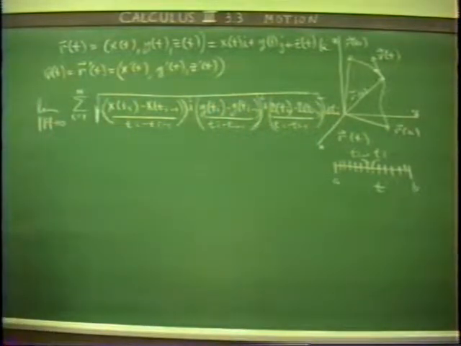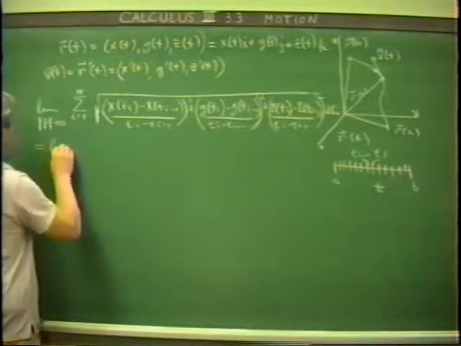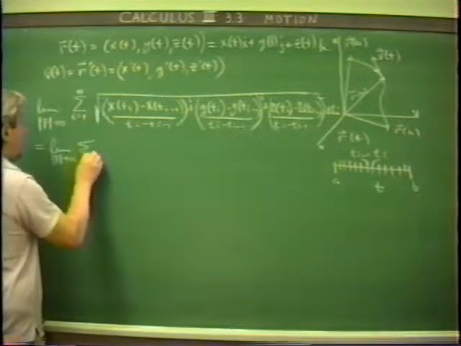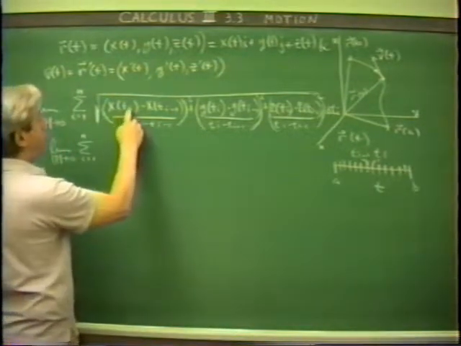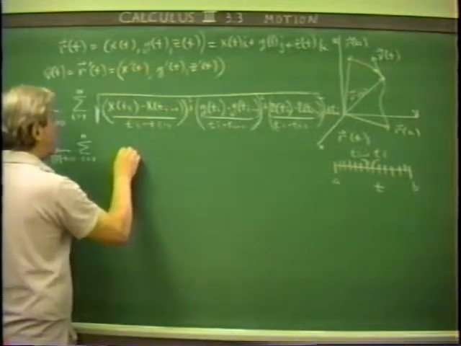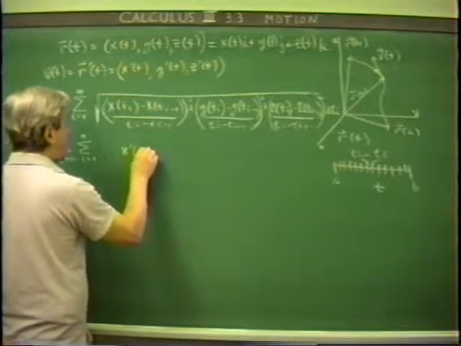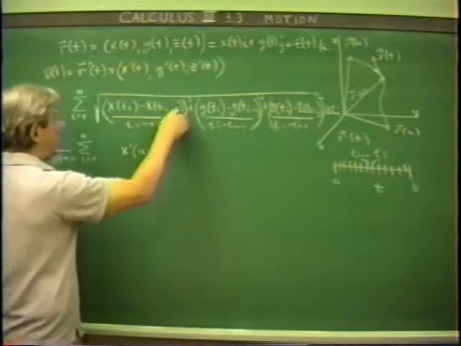That's to say delta t_i is t_i minus t_{i-1}. Now this is going to correspond to the limit as the norm of the partition goes to 0 of the sum, i goes from 1 through n. By the mean value theorem, there's some point between t_i and t_{i-1}, so this is equal to x prime at that point, let's say at u_i.